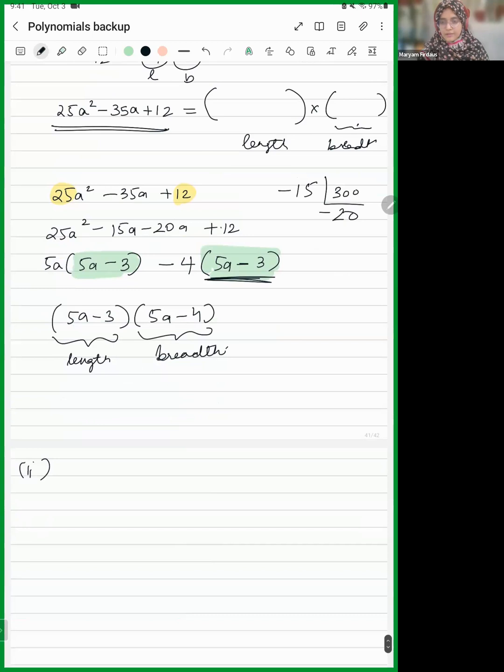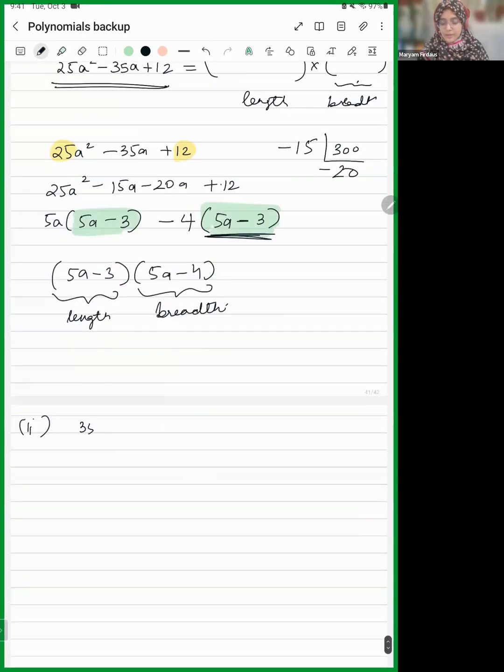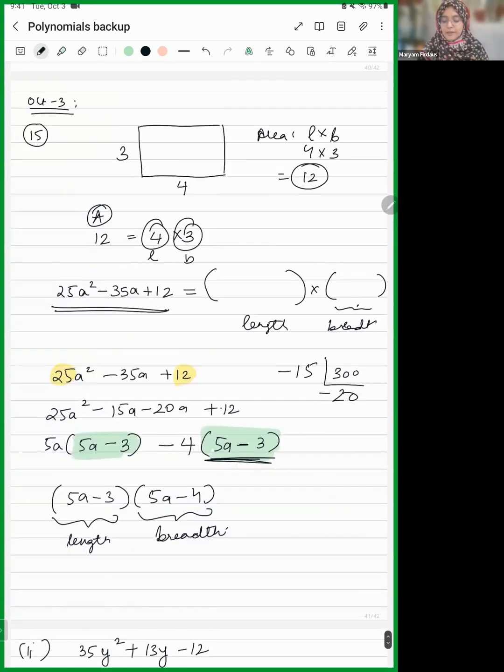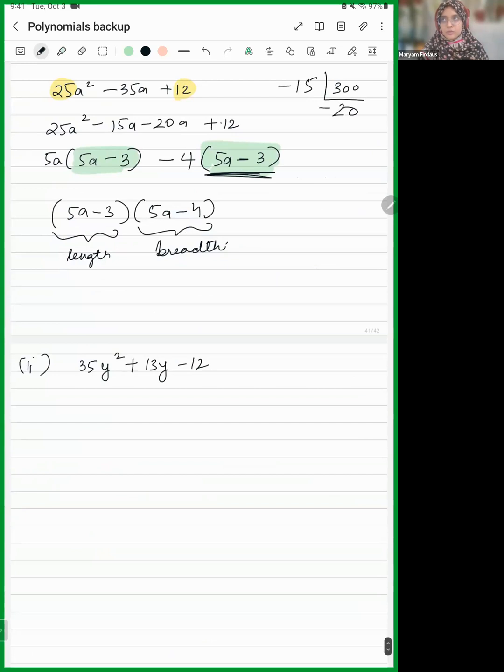So this is 35y square plus 13y minus 12. 35 into 12 is how much? 350 plus 70, 420. That's 420. Now factorize 420.